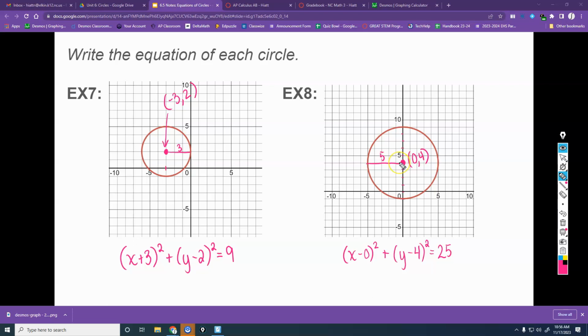Now, on multiple choice, it is probably going to look like this: x² + (y − 4)² = 25. Why is that the same? 0 doesn't really do anything. When you subtract 0, it doesn't change the x any, right? I don't mind if you write it like this, but you're going to see these questions in multiple choice form. And you can type it into Desmos and make sure that graph matches to make sure you've done it right. Okay? Questions?